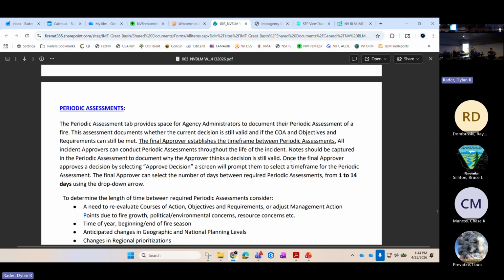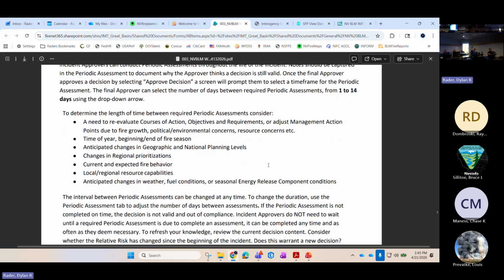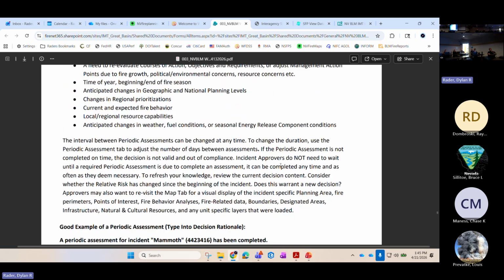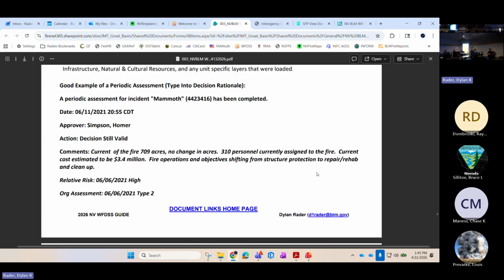But like the decision that we did today, all the periodic assessment is going to be is you're going to log back into that decision rationale, type in a sentence that's a periodic assessment, reapprove the decision and republish it, and that is your periodic assessment. Within the periodic assessment, there's a lot of things that you could include. I've got some language in here that talks about what a good periodic assessment would look like.